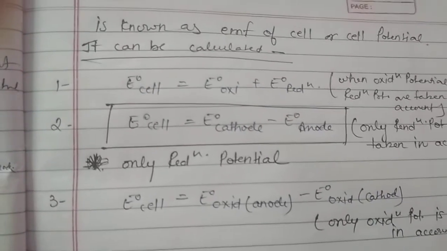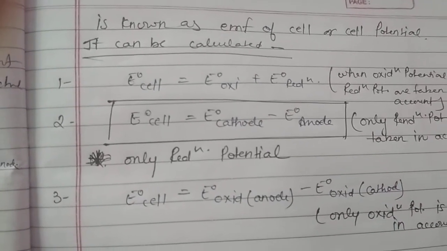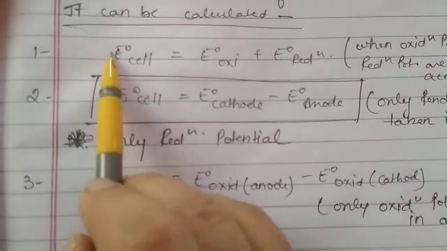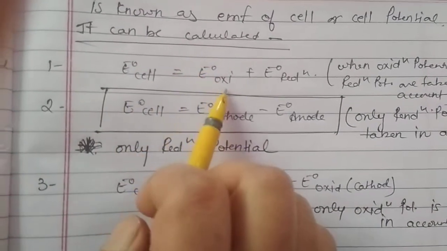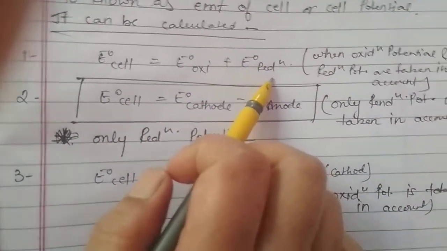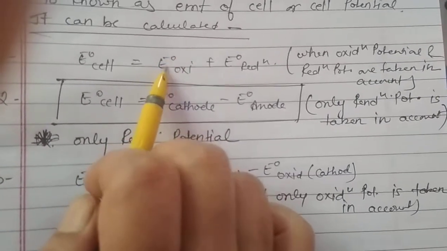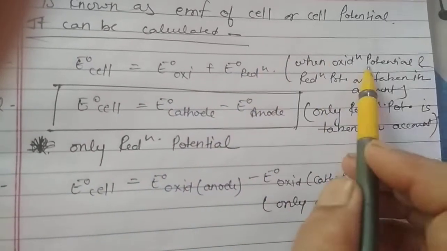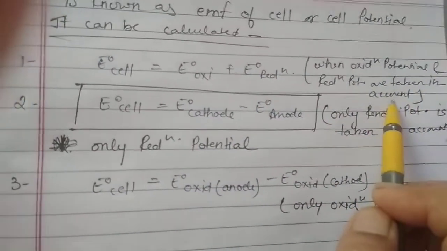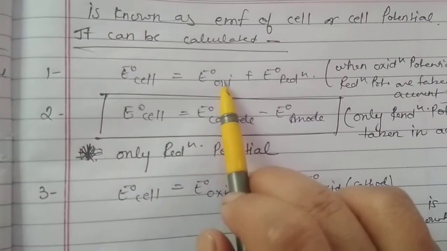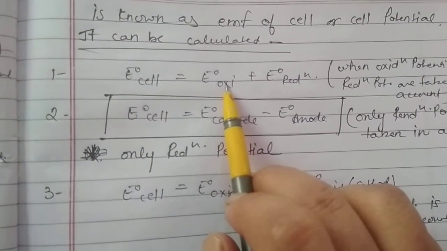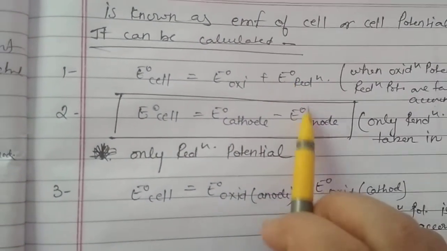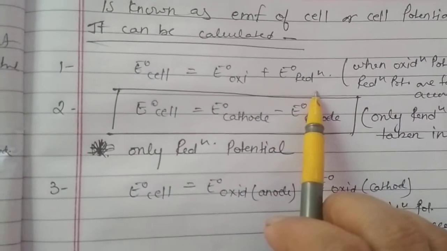Now we have three formulas by which we can calculate the EMF of the cell. The first one, as I have told you: E naught cell is equal to E naught of oxidation plus E naught of reduction. Here we write down the value of oxidation potential and the value of reduction potential. It means we put both values: the oxidation potential of the electrode on which oxidation is taking place, and the reduction potential of the electrode on which reduction is taking place, that is, E anode plus E cathode.